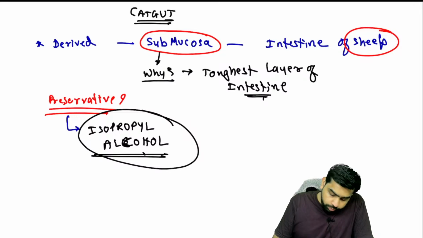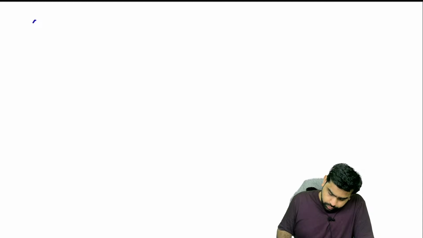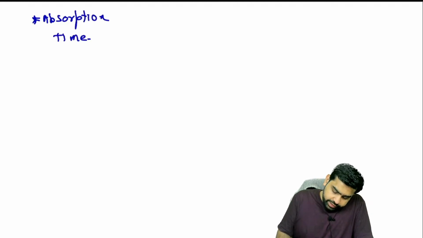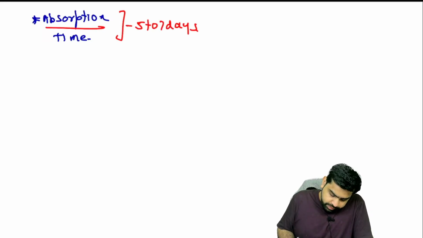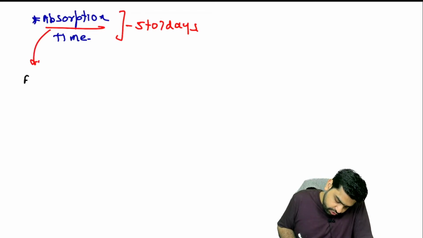Now the problem with the catgut suture is about the absorption time. What is the absorption time for the catgut suture? It is around 5 to 7 days, and this absorption basically happens by enzymatic degeneration.